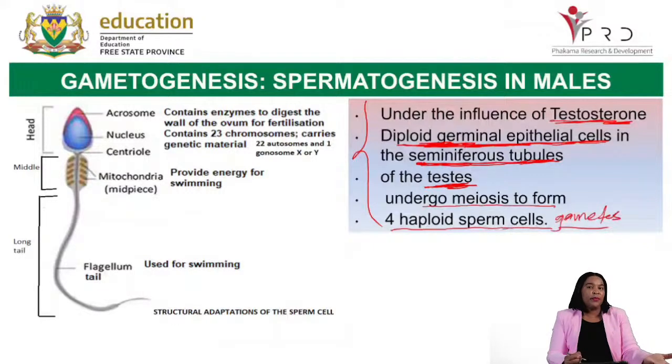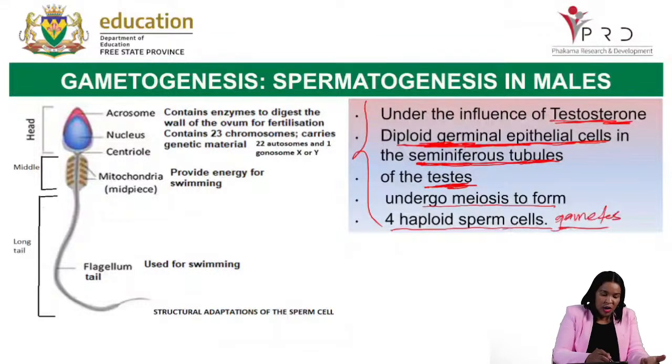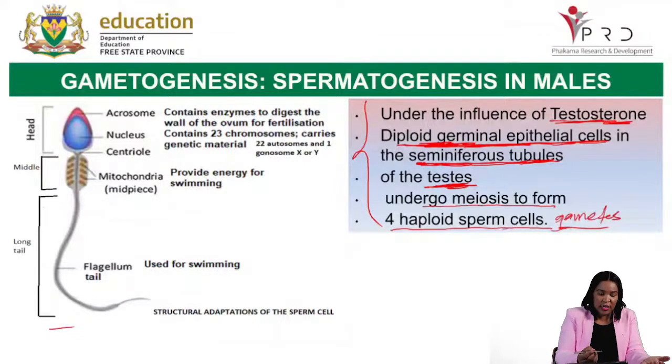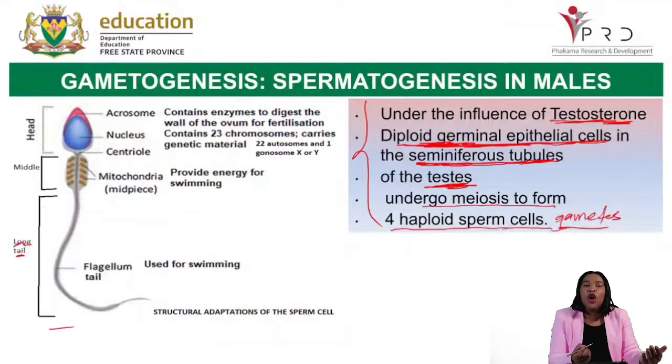Then this is our gametogenesis. And how does this gamete of the male look like? If you take a look at this diagram here, this is the diagram of the sperm. The diagram is divided into 3 sections. Remember, you have the head, the middle piece, and a long tail. Please emphasize the long tail. It's not just the tail, it's a long tail.